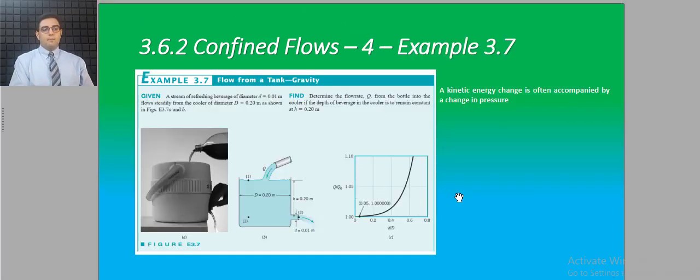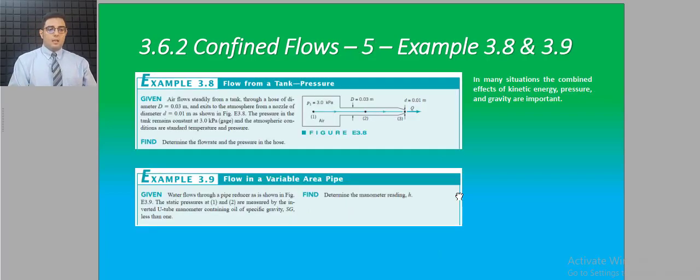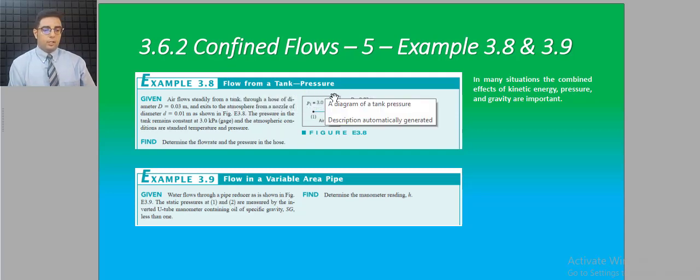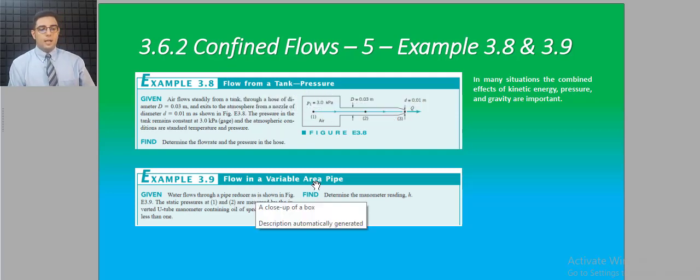So in this example, we are having 3 examples actually, which are 3.7 about flow from a tank and the gravity, examples 3.8 and 3.9, which are flow from a tank regarding the pressure, and flow in a variable area pipe respectively. I'm gonna illustrate 3 of them in a written text, so follow me with it.